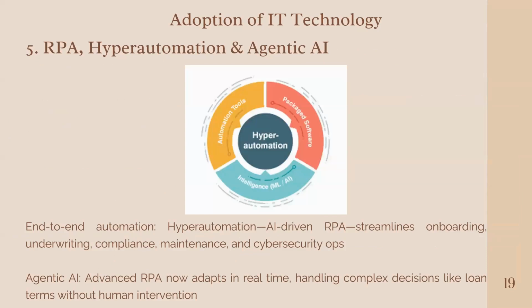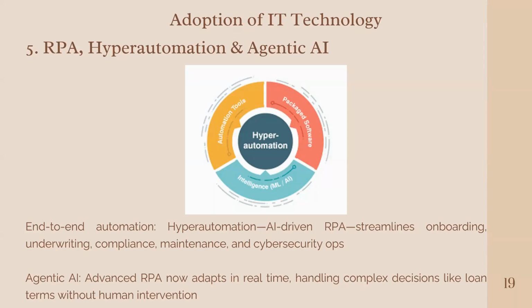Next is RPA, hyperautomation, and agentic AI. Banks are now implementing end-to-end automation through a combination of RPA, that is robotic process automation, and AI, known as hyperautomation. This system allows banks to automate the tasks such as onboarding new customers, underwriting loans, ensuring compliance, system maintenance, and cybersecurity operations.